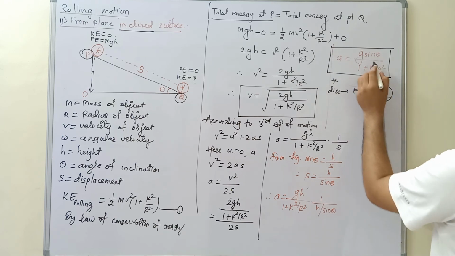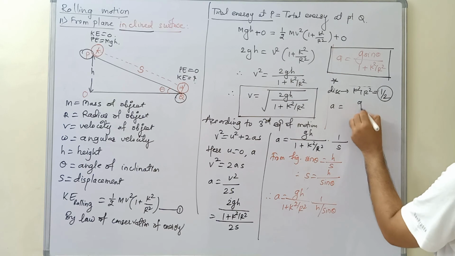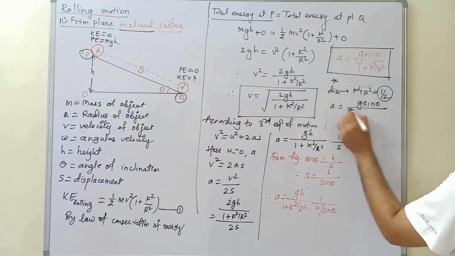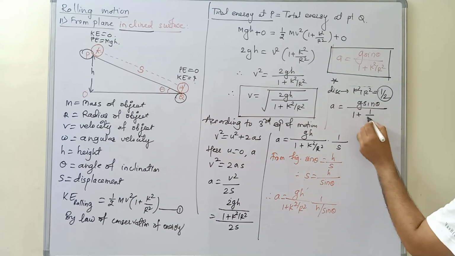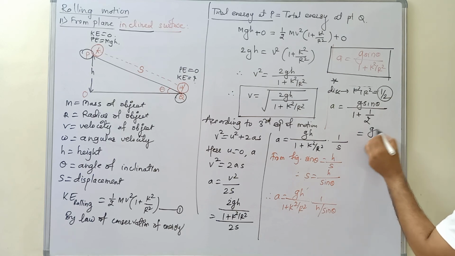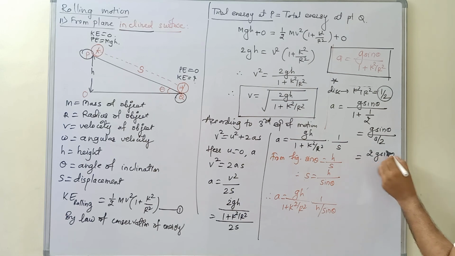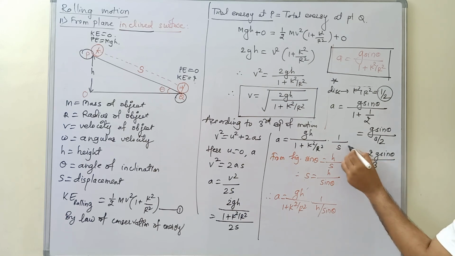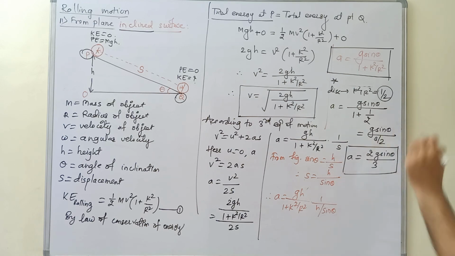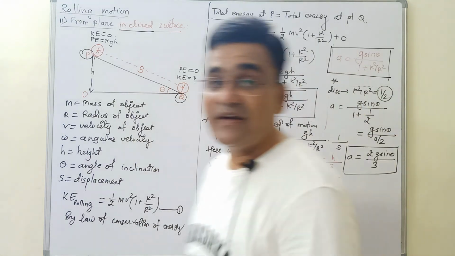So if I substitute this 1 by 2, then a equal to g sin theta divided by (1 plus 1 by 2). So we have to write this as g sin theta divided by 3 by 2, or 2 times g sin theta upon 3. This will be the acceleration for the cylinder or disk that we are going to get. I hope you understood this.